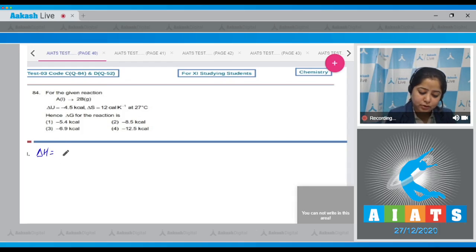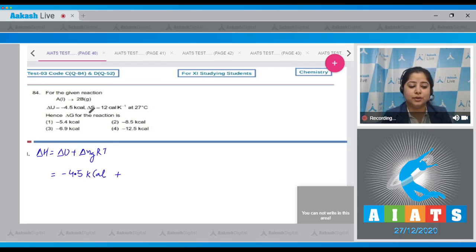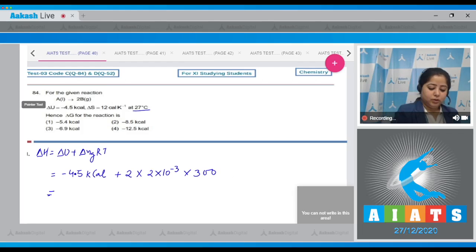Delta H is equals to delta U plus delta Ng RT. Delta U is minus 4.5 kilocalorie and delta Ng will be 2, since there is no gaseous reactant. So 2 into R, the value of R in kilocalorie will be 2 into 10 to the power minus 3 multiplied by temperature. So temperature given here is 27 degrees Celsius. So let's convert into Kelvin. That will be 300. Student, I have calculated the entire value. This will be equals to minus 3.3 kilocalorie.